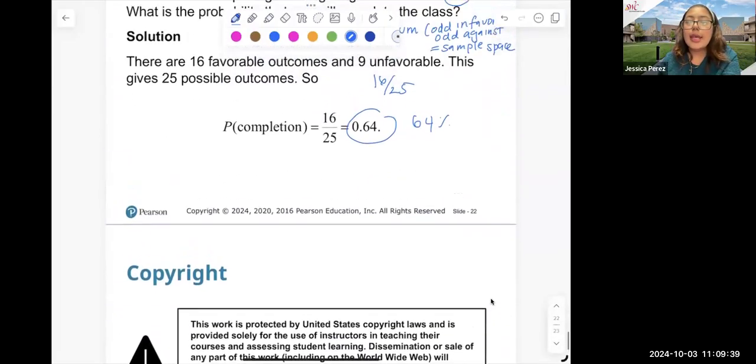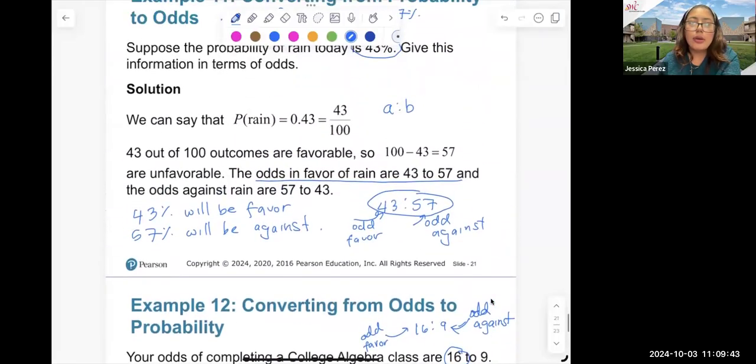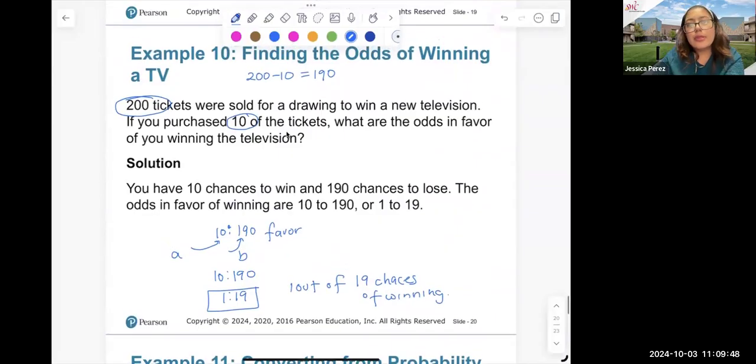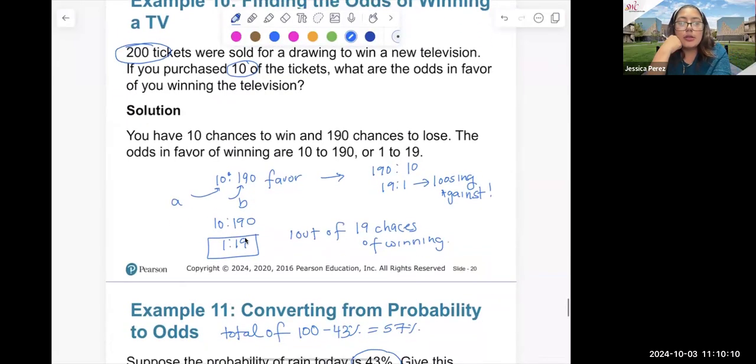Now, that's the end of the lecture. However, what if I wanted to do it the other way around? If I'm looking for the odds against, let's look at the example of finding the odds of winning a TV. Instead of 10 to 190, you would just flip them around: 190 to 10, which is 19 to 1, losing. This is against. So flipping them around gives you the solution.